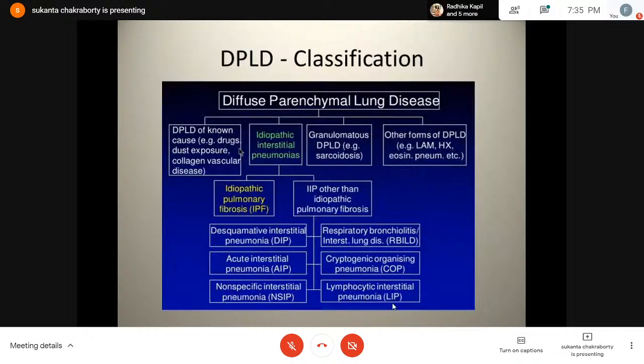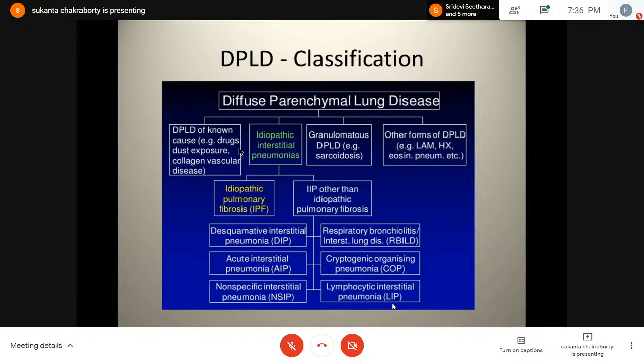Now, briefly, what are the important subgroups in ILD, which is also called diffuse parenchymal lung disease or DPLD? First of all, those of known causes like drugs, dust exposure, collagen vascular disease, and next, the most important group of ILD is idiopathic interstitial pneumonias or IIPs. Among IIPs, the most prototypical of ILD is idiopathic pulmonary fibrosis or IPF.